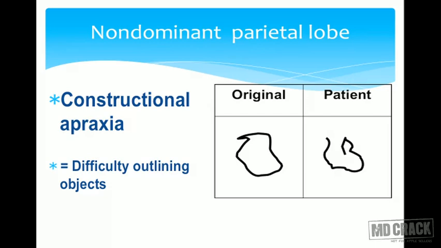As far as the parietal lobe is concerned, in the non-dominant parietal lobe a very typical feature observed in patients is called constructional apraxia. The patient has difficulty outlining objects. Have a look at the slide.